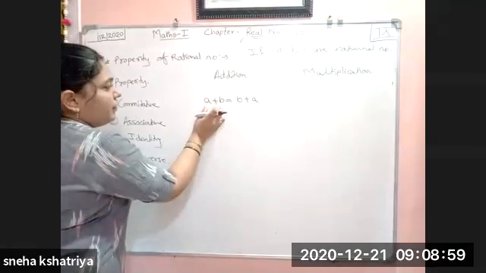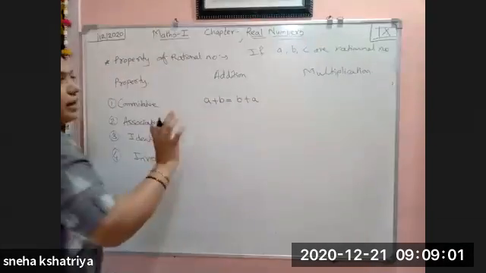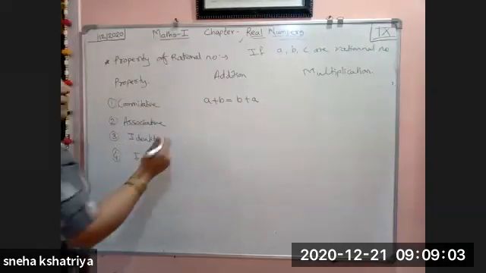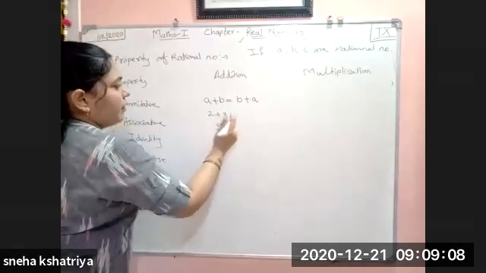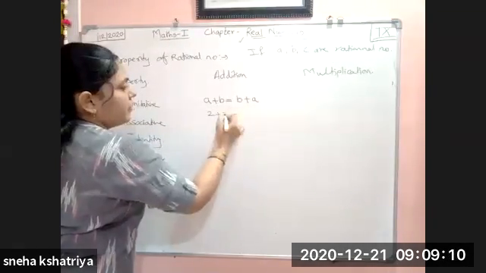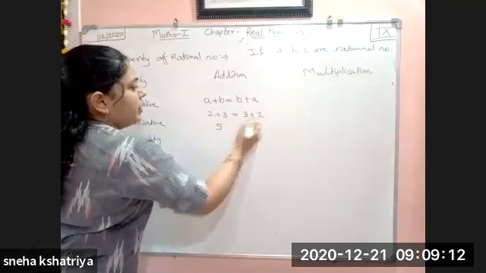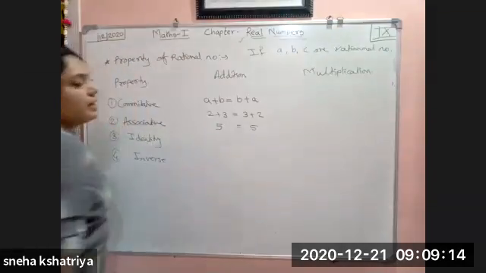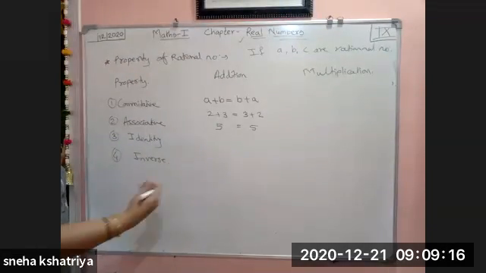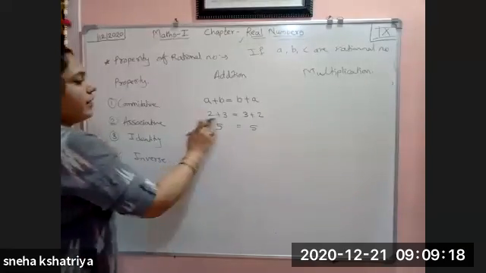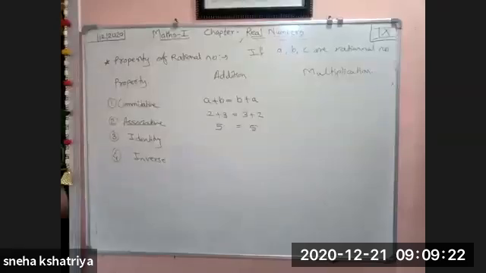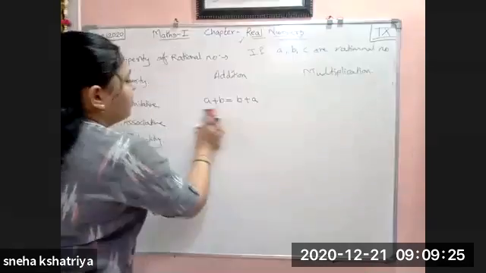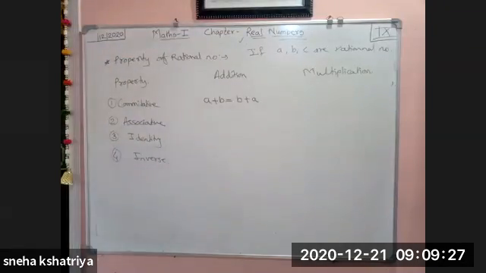Means addition of two numbers is equal to their sequence. Like, if we take 2 plus 3, it will come 5. But if I reverse the order, first I take 3, then 2, still its addition is 5. So the sequence doesn't matter in addition. 2 plus 3 or 3 plus 2, it is one and the same thing.